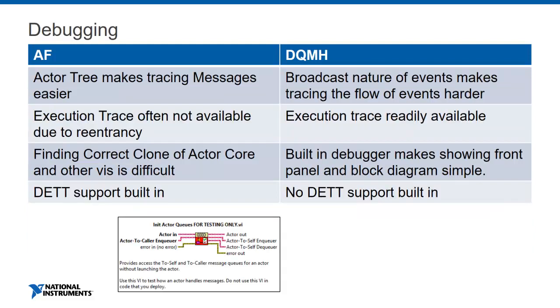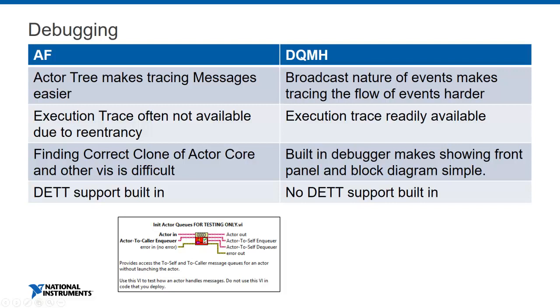All right, so debugging. Actor tree, if you adhere to it, makes tracing messages much easier, because you can kind of say, okay, well, this is coming from here. It's much simpler. DQMH, broadcast native events, right? You broadcast an event. Okay, so you're tracing down what happens. You press a button. Okay, it sends a request to this particular module, and then it broadcasts an event. Okay, well, who is registered for that event, and what happens when I broadcast that event? I don't know. It's really hard to trace.